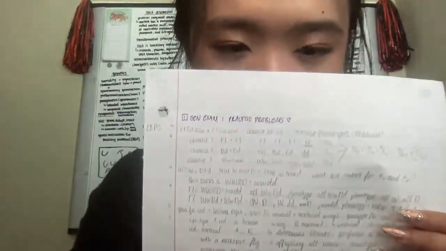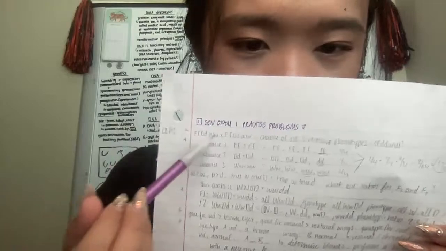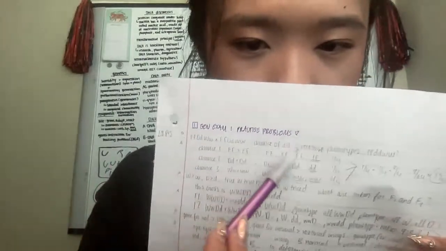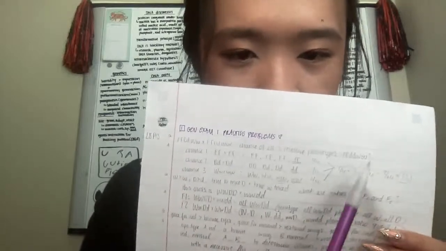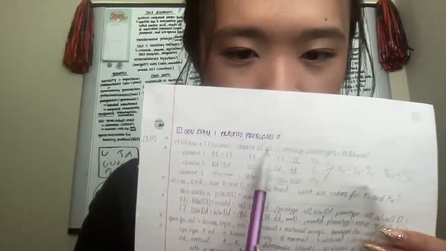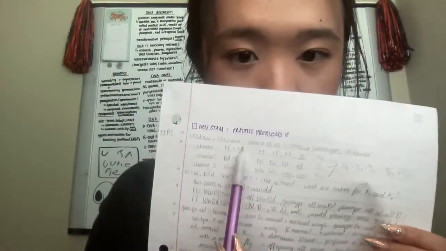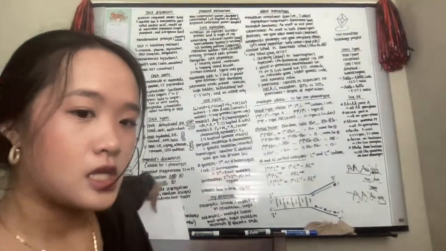So how I did it is, you see right here, I basically did the genotypes, right? And then I wrote chance of all three recessive phenotypes. So I wrote what we have and then what we need. That is the basis of every single question. You need to know what you have and what you need to find. So you're trying to find the chance of all. So what does chance of all mean? It means and. So what you do for and, you multiply, right?